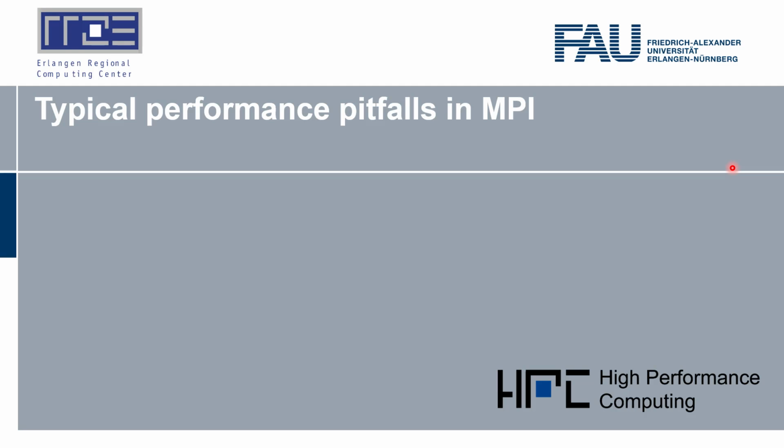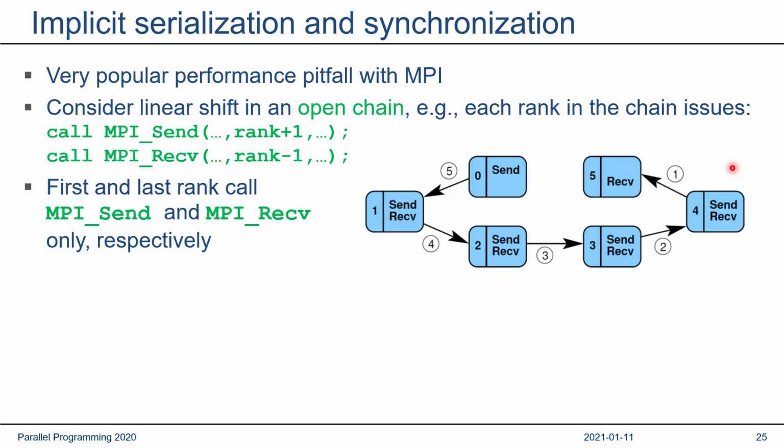Alright, so much for the advanced MPI functions. We'll probably cover 1 or 2 more in the lectures to come. I would like to conclude today's lecture with some typical performance pitfalls that you are bound to come across in MPI. Probably the most popular one is implicit serialization and synchronization. Even though your MPI program may look like everything is nicely parallel, there are situations where your program is automatically and invisibly serialized without you knowing about it.